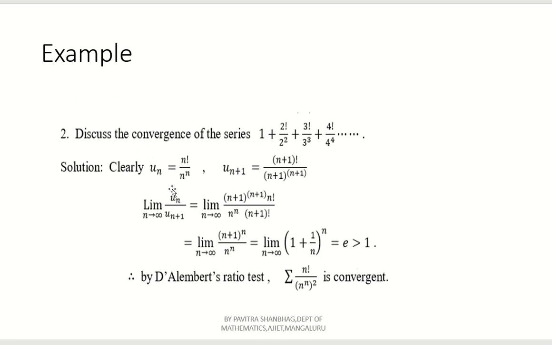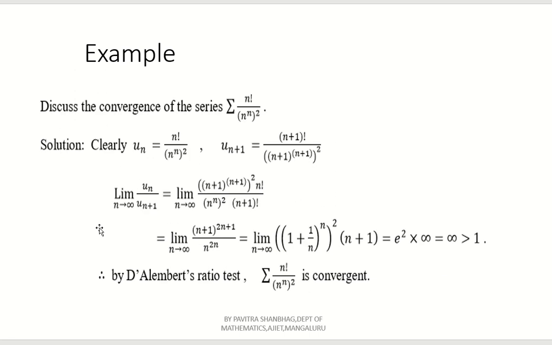Students, be careful. Here I have explained the procedure with un plus 1 by un. In some textbooks they have given un by un plus 1. So you should not get confused. Any one method, you remember properly. Either you can compute un plus 1 by un or un by un plus 1. The procedure is the same, but you should remember the last step. For un by un plus 1, if it is greater than 1, then convergent. And for un plus 1 by un, if it is less than 1, then only convergent. So that you have to remember.